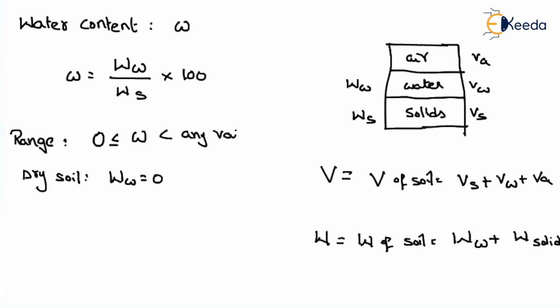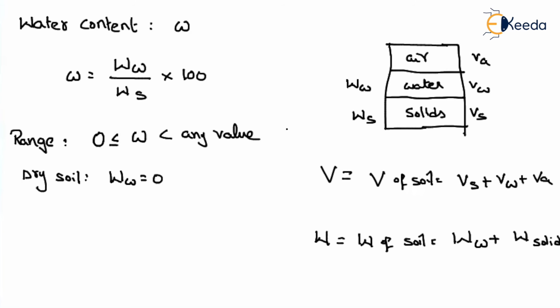That means it can be greater than 100 percent. That's what I mean. Water content ranges: it can be 0, and it can also be any value. It can even cross 100 percent, like 150, 250, like that. So it all depends upon the type of the water or the volume of water present in the soil sample.